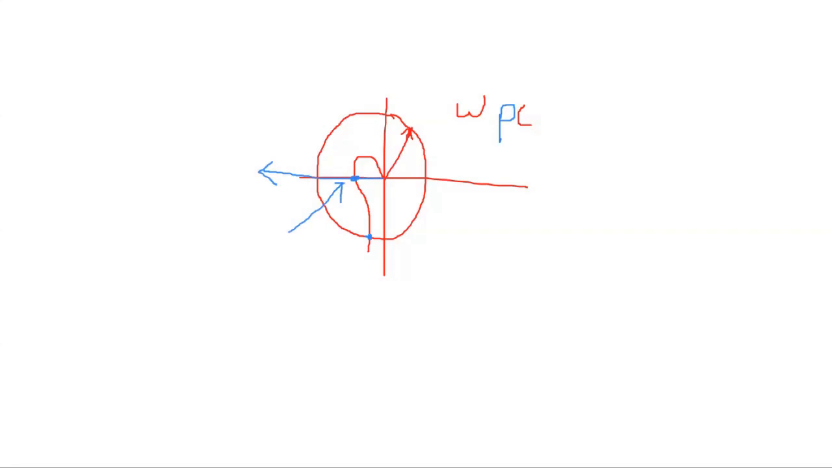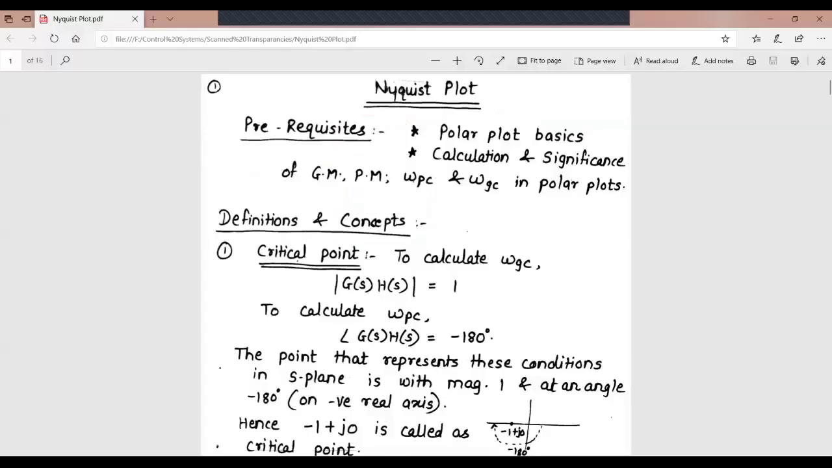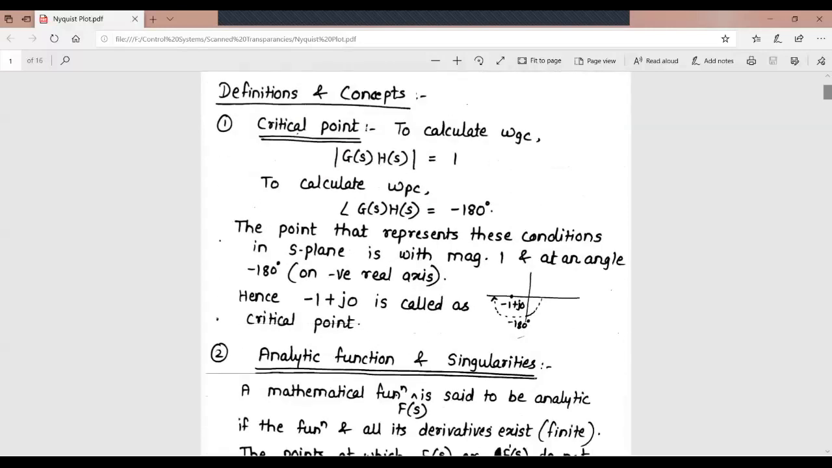The point on the polar plot which intersects with the unit circle is the point at which magnitude is 1, which gives you omega GC. And the point of intersection of the polar plot with the negative real axis gives you omega PC. Okay. Now let us go back to the slide. Here we need to learn a concept which is called the critical point.